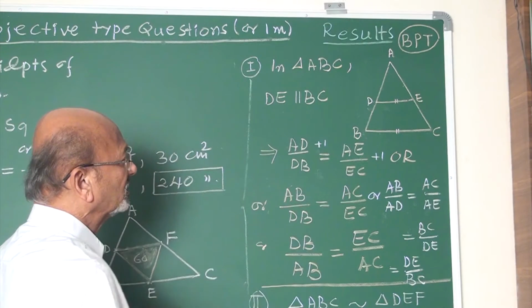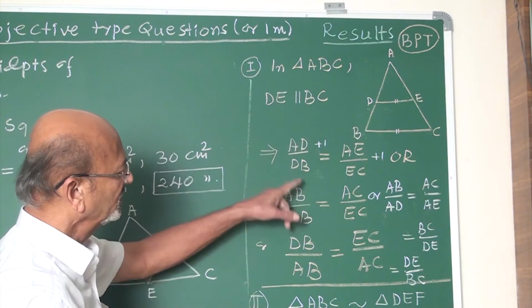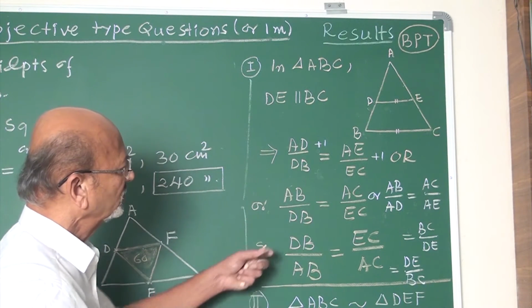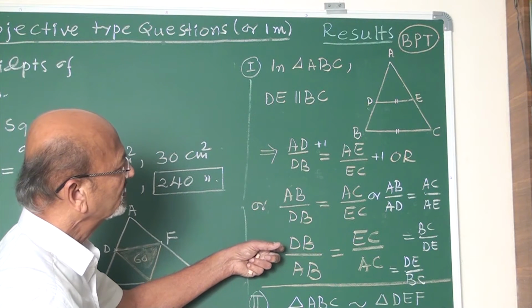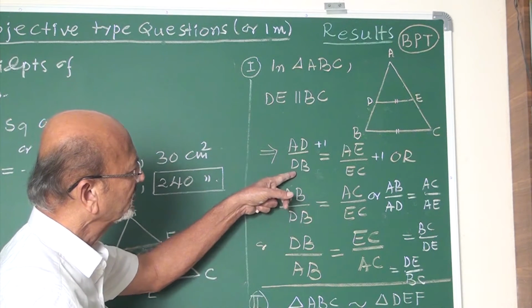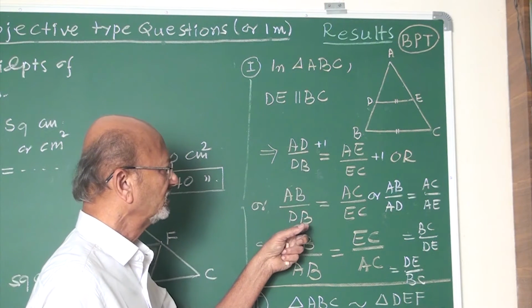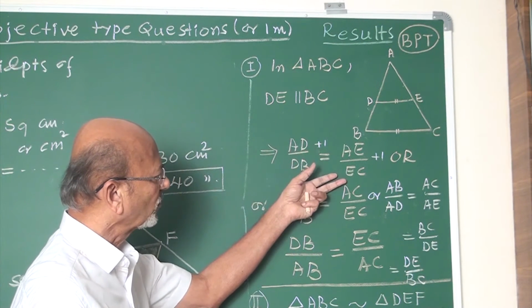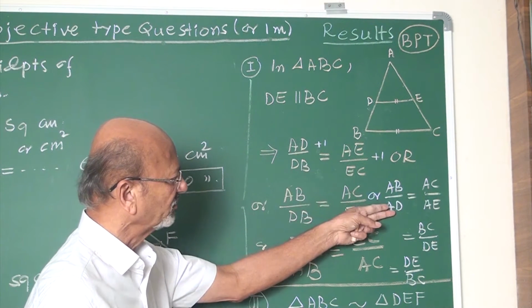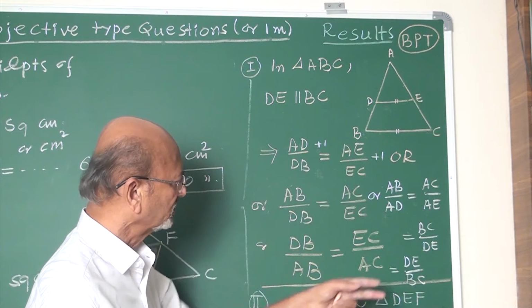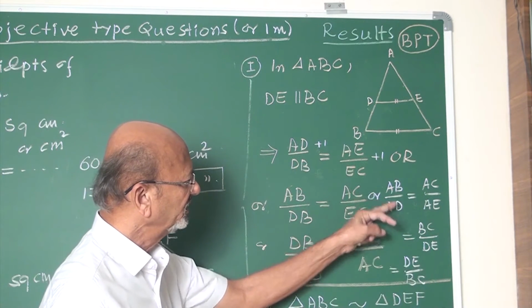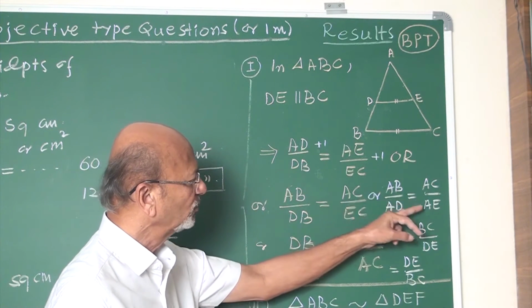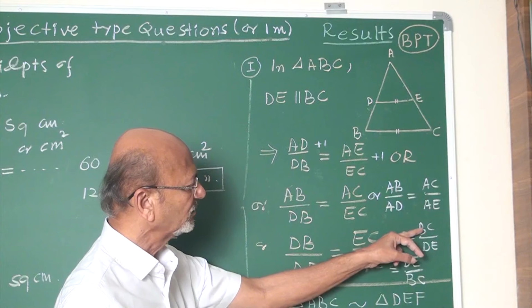All these we have done. After this BPT, we have done some results. This is BPT. Adding 1, you get this. Instead of AD by DB, take the reciprocal, add 1, you get this, my friend. Reciprocal, you get AD upon AB equal to AE upon AC equal to DE upon BC.